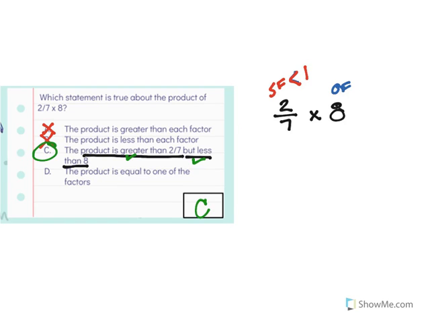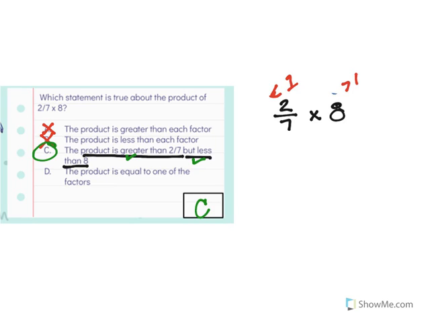This makes sense that the product would be greater than one of the factors, but less than the other, because we have one factor that is greater than 1, but one factor that was less than 1.